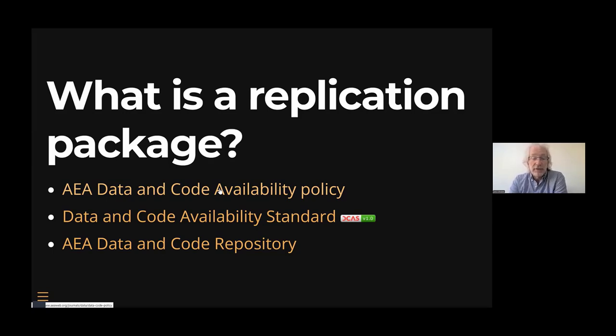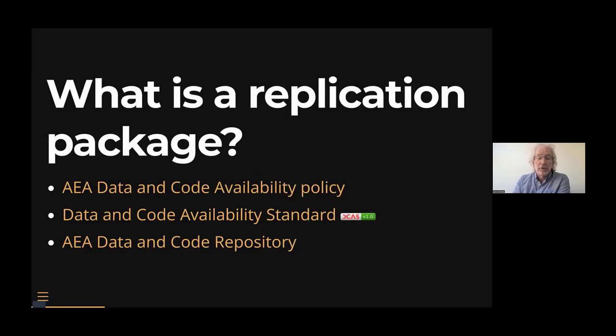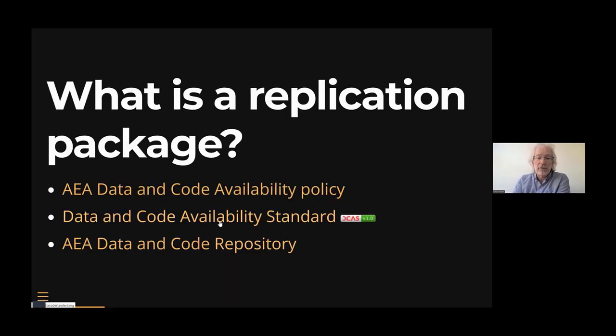what is a replication package for those who are not familiar with it? It's a package that is compliant with the data and code availability policy that has been in effect more or less in its current state since 2019. We revised it a year ago to align with the data and code availability standard, which is a common standard that we, as data editors of various journals, coordinated on. You can find this as version 1 of that data and code availability standard.